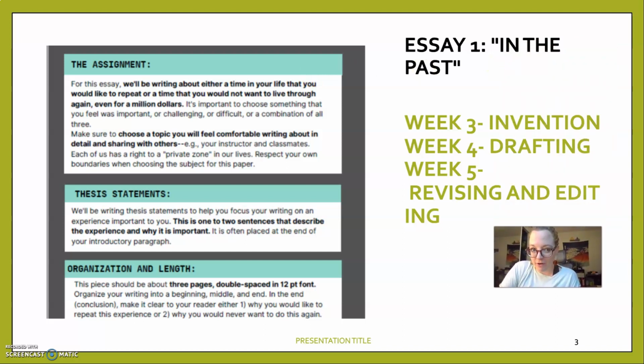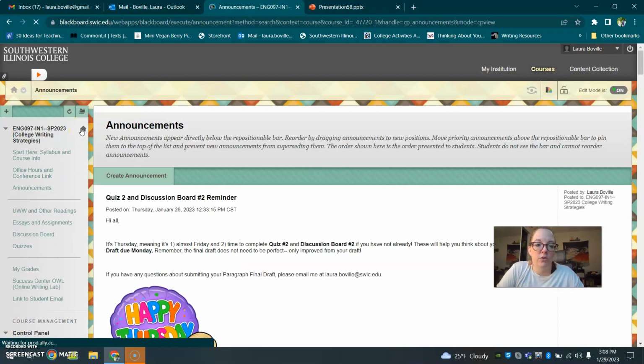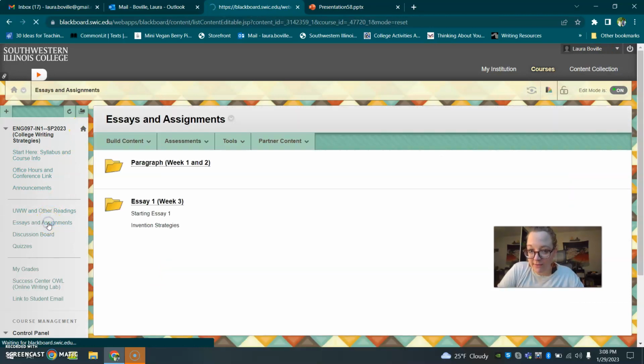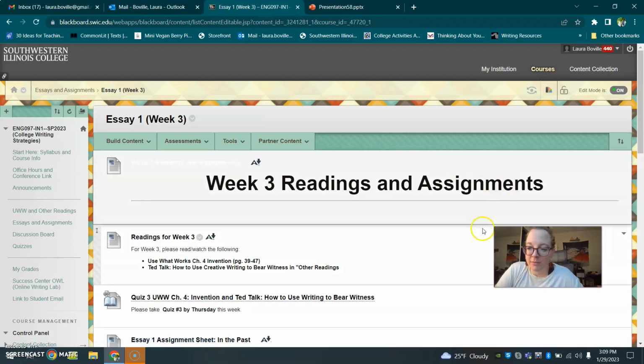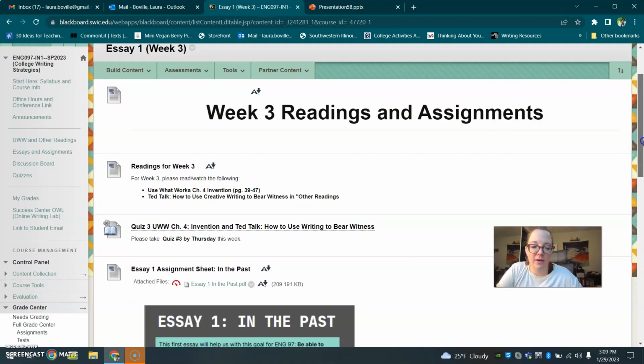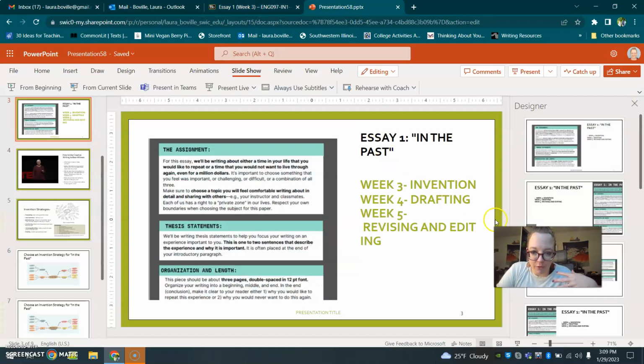So let's talk about essay 1. This assignment sheet is on Blackboard under our week 3 folder. Let me actually go to Blackboard real quick. You will see when you go to our essays and assignments, there's a new folder here titled Essay 1 Week 3. That's what we're doing. So you click on Essay 1. Here are all of the materials for week 3, including the readings I mentioned, the quiz, and then the assignment sheet for Essay 1.